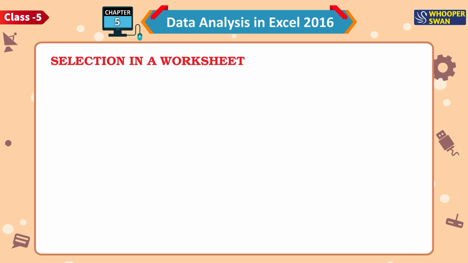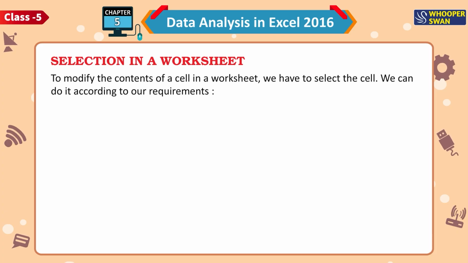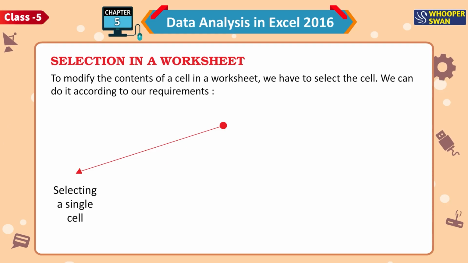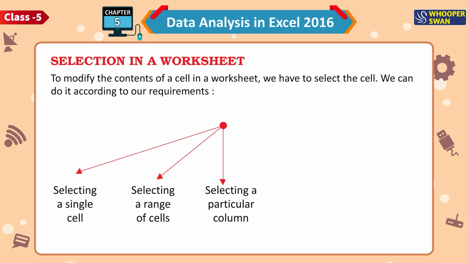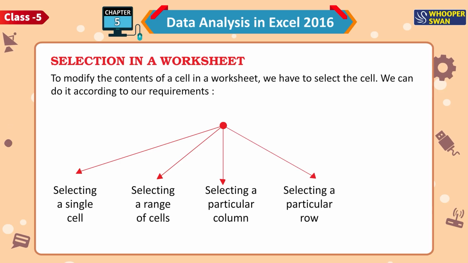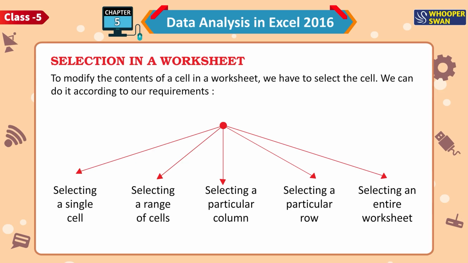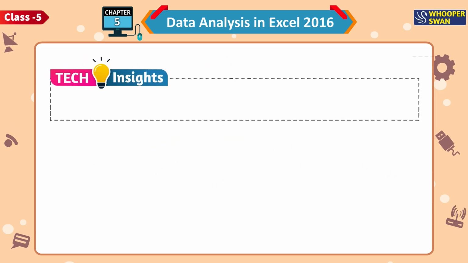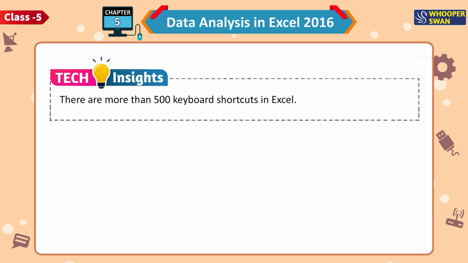Selection in a worksheet. To modify the contents of a cell in a worksheet, we have to select the cell. We can do it according to our requirements, selecting a single cell. Selecting a range of cells. Selecting a particular column. Selecting a particular row. Selecting an entire worksheet. Tech Insights. There are more than 500 keyboard shortcuts in Excel.